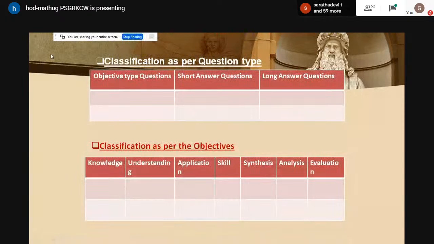And you can classify the questions as objective type, short answer or long answer. That is one. What is the length of the answers required from the student? Based on that, I will be classifying it. Then classifying as per the objectives, based on Bloom's taxonomy: whether my question will test the knowledge level, the understanding level, the application level, or the skills acquired, and synthesis, analysis or evaluation. So all these things, based on the objectives, you can classify your questions.